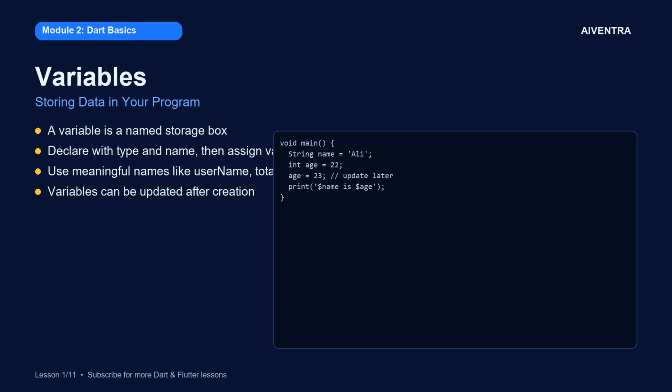Dart also lets you print variables easily. Using print with string interpolation, you write a $ sign followed by the variable name inside a string, and Dart inserts the current value automatically. Variables are the foundation of every program.